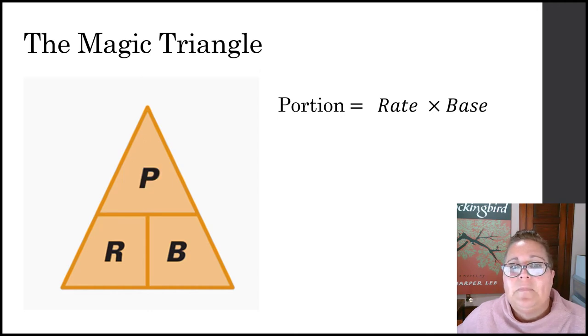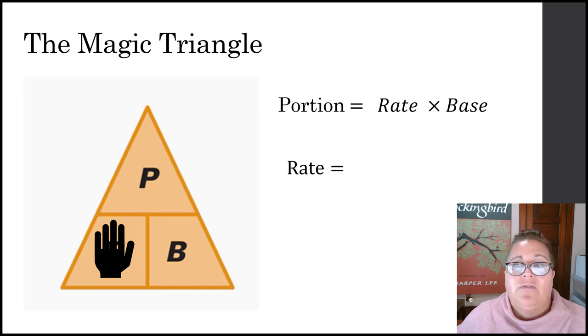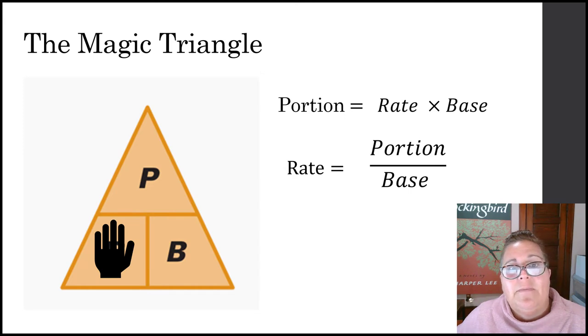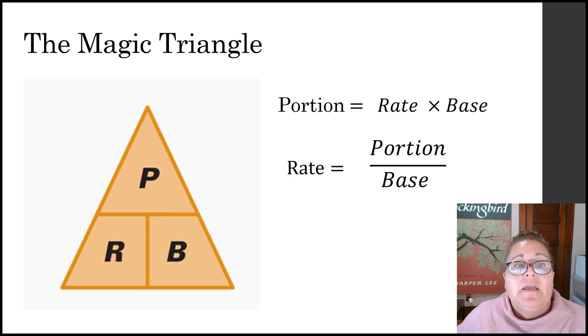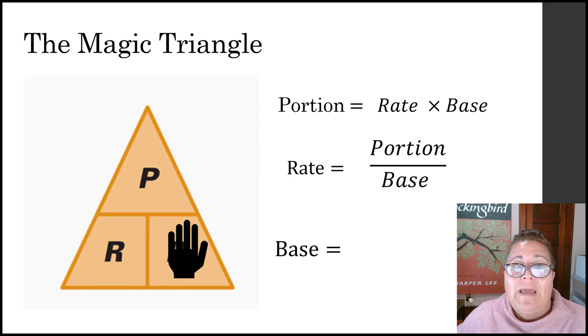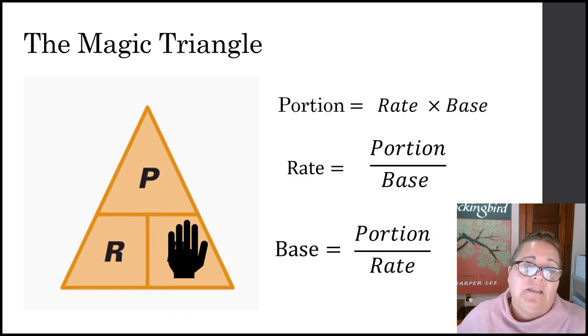Now, if what you're looking for is the rate, you put your lovely little hand or finger over the rate, and you're left with the portion on top of the base. And this tells you exactly what to do. The rate is the portion divided by the base. Similarly, if what you're looking for is the base, you put your finger or the back of your pencil on top of the B for base, and you're left in the magic triangle looking at the portion on top of the rate. So in order to find the base, you take the portion and divide it by the rate.